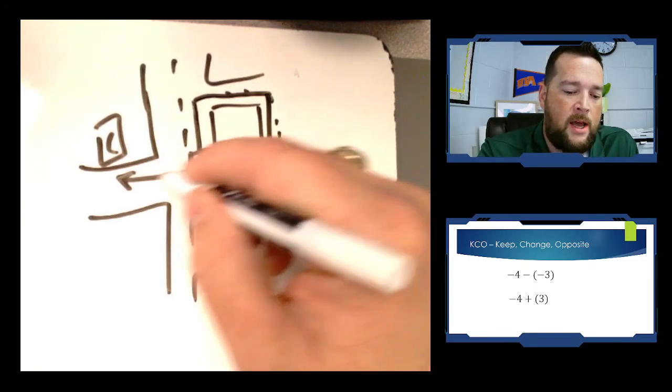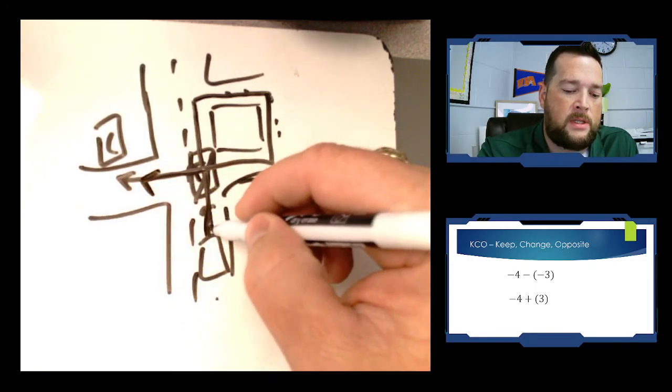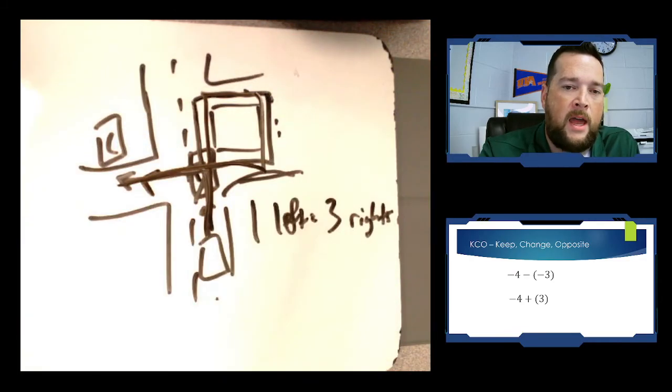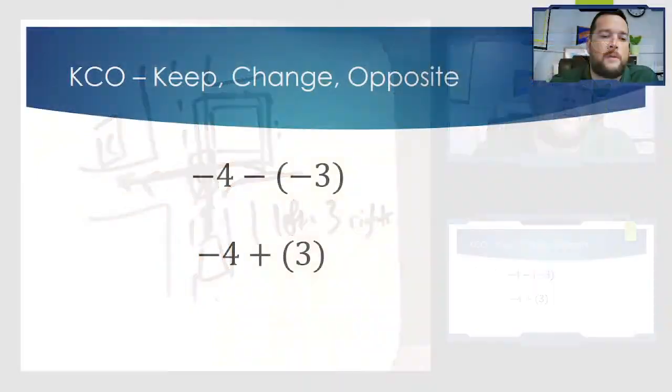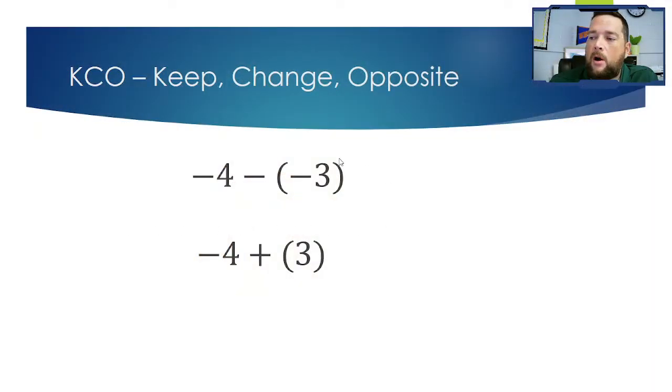I couldn't turn left here, so instead I went up and made 3 rights in order to get to where I wanted to go. Well, the same is true mathematically. These look different, but they're not different problems. They just look different. Effectively, they're the same thing.